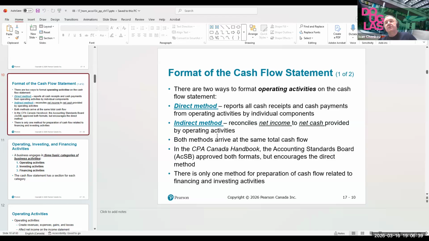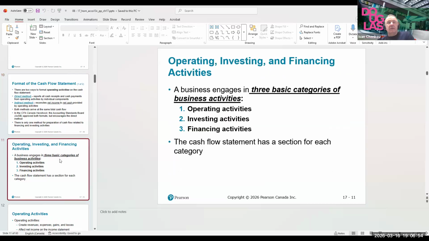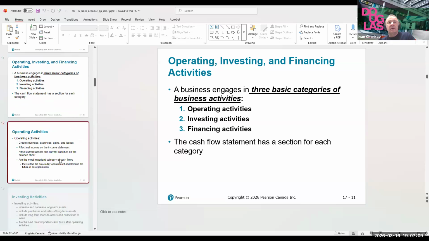What's the difference? The difference is how we treat different elements of the balance sheet and income statement and how we come up with the numbers up to some point. But we're going to talk a little bit later about this. So again, three basic categories, including operating activity, investing activity, financing activity. Only for the operating activity, you have two methods: direct method, indirect method. For everything else, only one method.